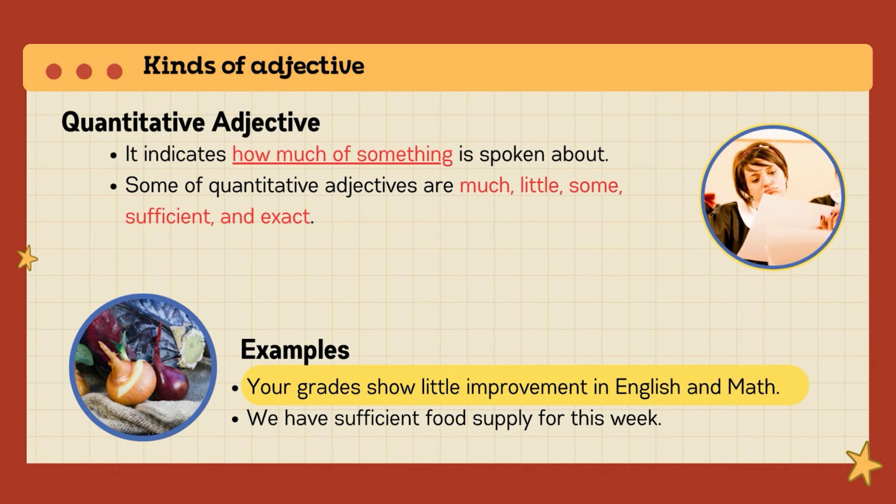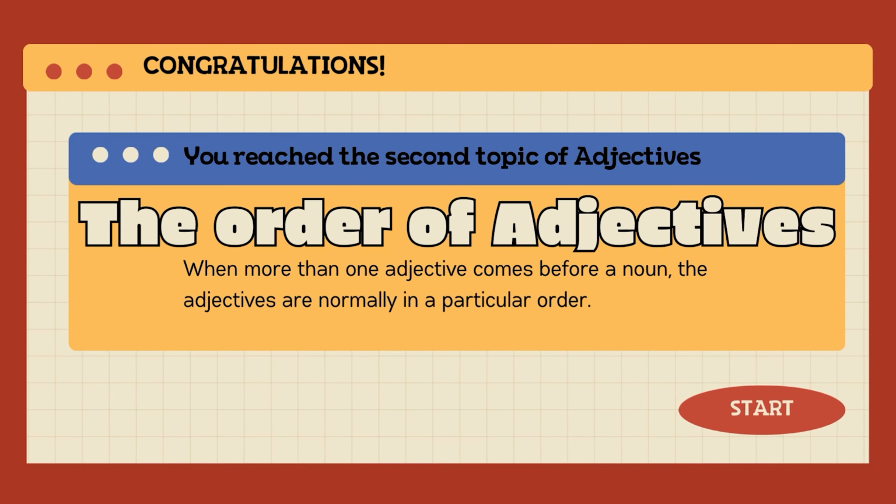Example. Your grades show little improvement in English and math. The quantitative adjective here is little. It talks about the amount of improvement in subjects English and math. Next, we have sufficient food supply for this week. The quantitative adjective here is sufficient. This tells the amount of food supply that is exact for this week.